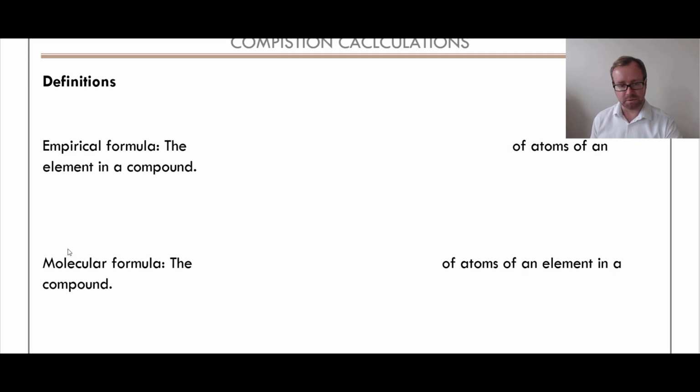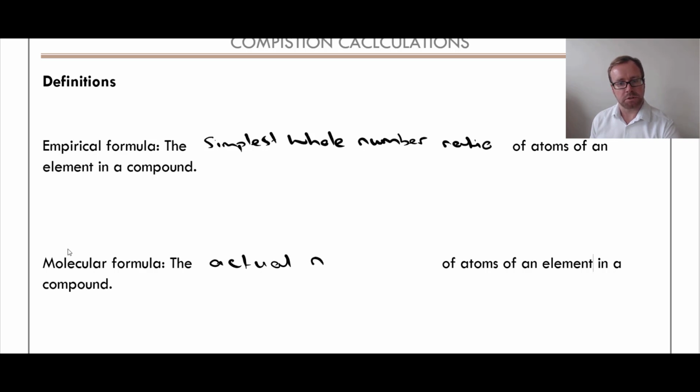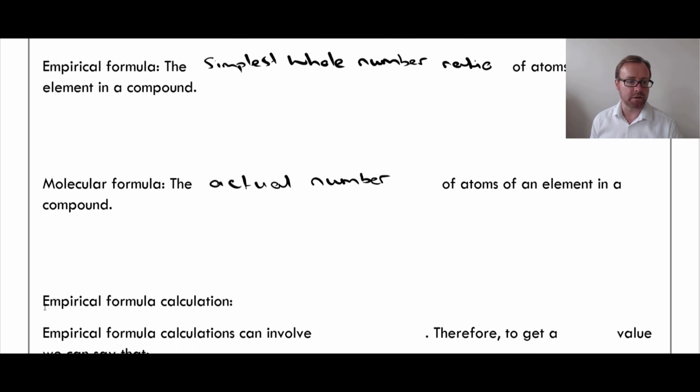So, definition of empirical formula is the simplest whole number ratio of atoms of an element in a compound. And molecular formula is the actual number of atoms of an element in a compound.